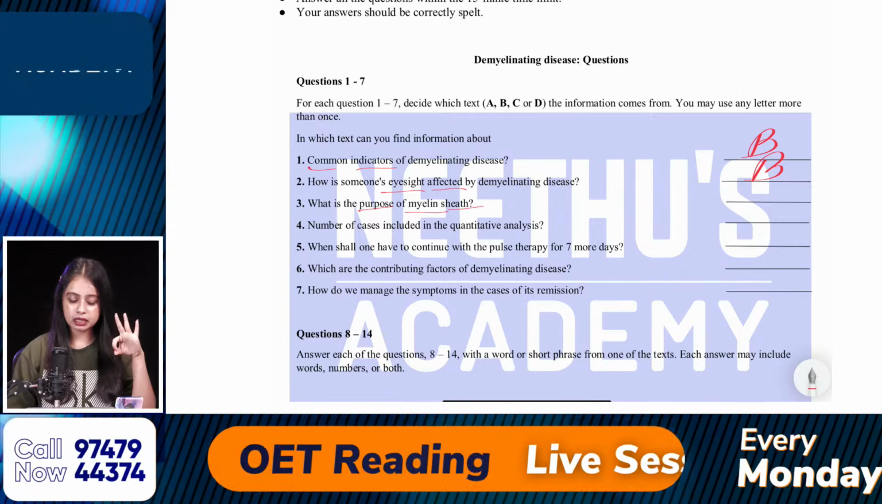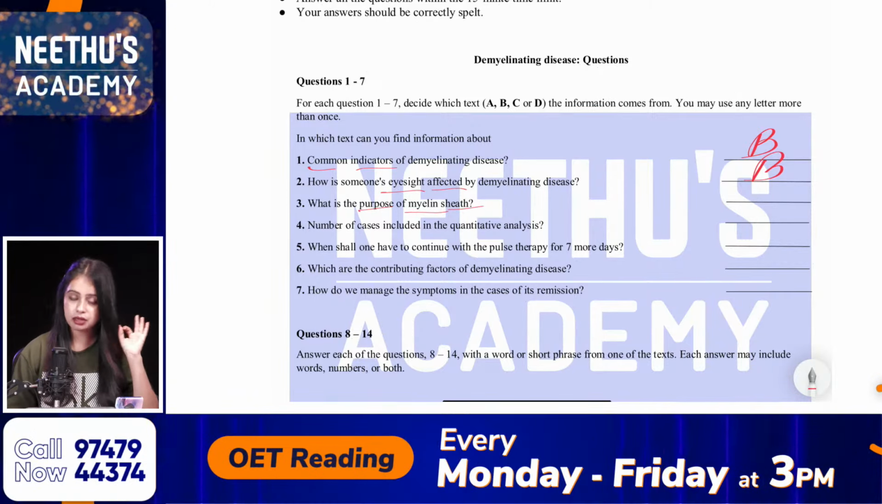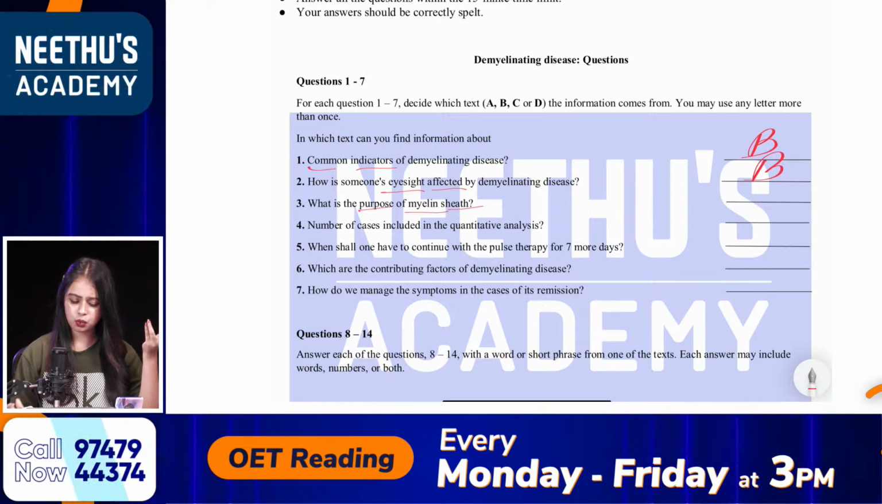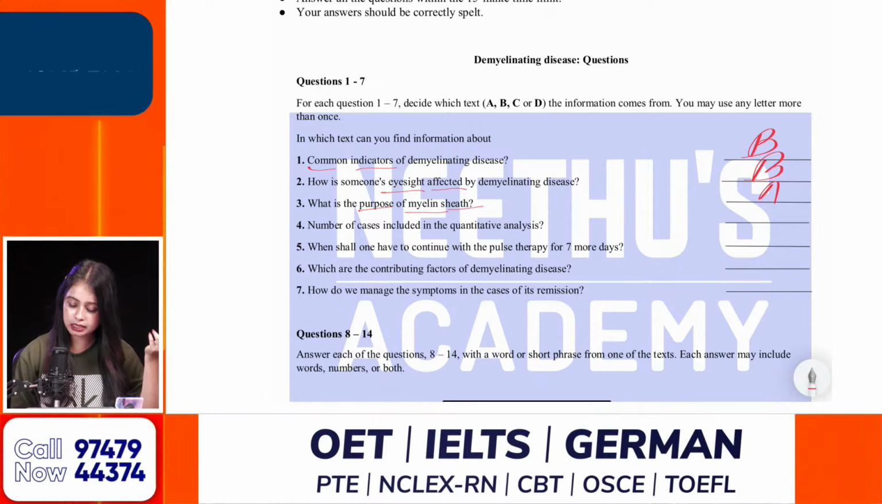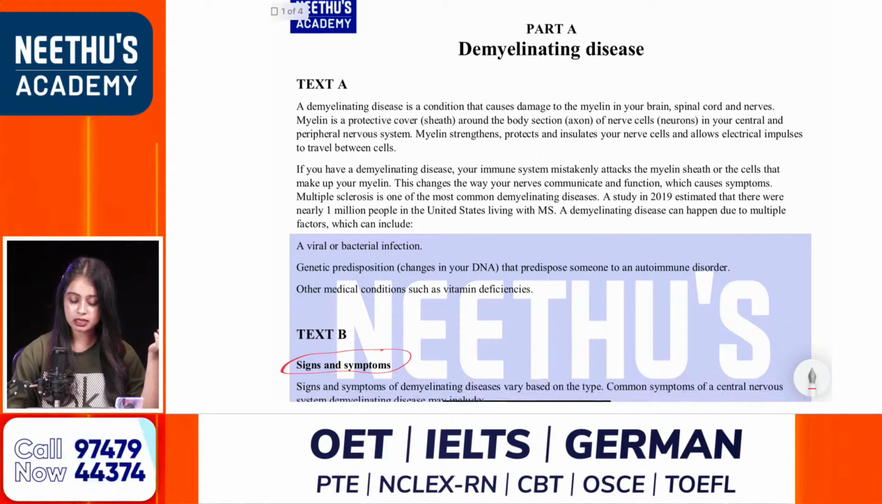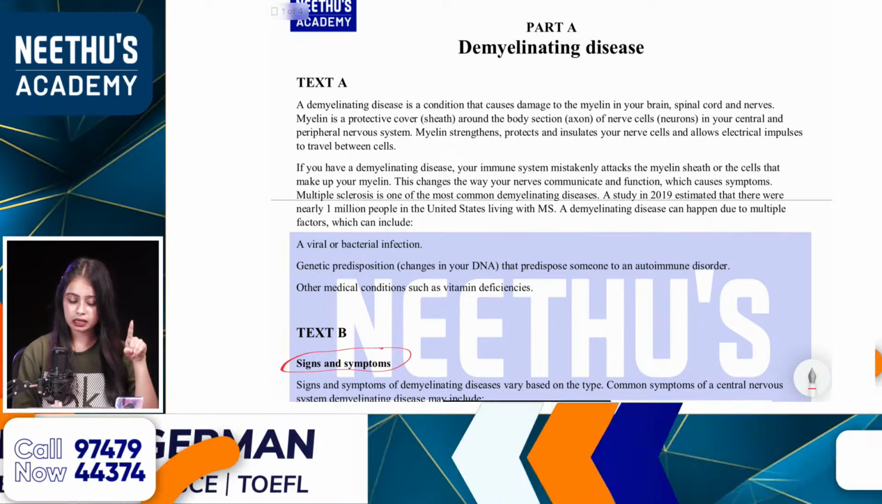Okay, Nelsie, third one, it's not from text C, dear. It's from text A. Okay, it's okay. Actually, the answer is text A, which is the direct answer from text A. See the second line, first paragraph, second line.